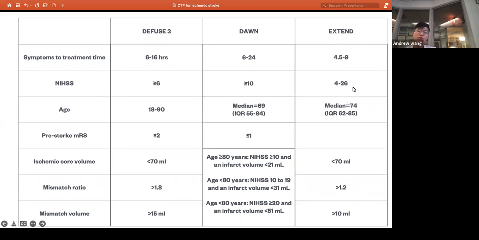And in the original trial, the inclusion criteria is NIH stroke scale 4 to 26, and the median age is 74, and there's no limitation for pre-stroke function. And regarding the CT perfusion study, the criteria is less strict than the DEFUSE 3 trial, which also needs an ischemic core volume less than 70, but only needs a mismatch ratio more than 1.2, and the absolute mismatch volume more than 10 milliliters.